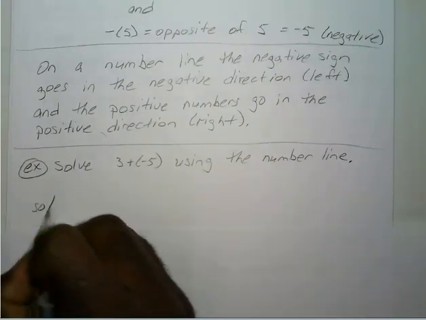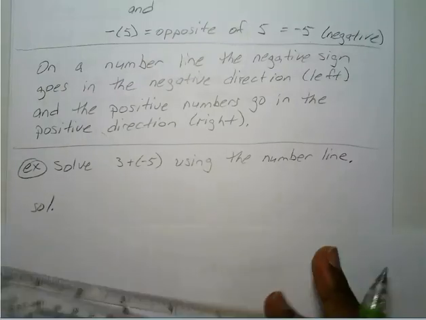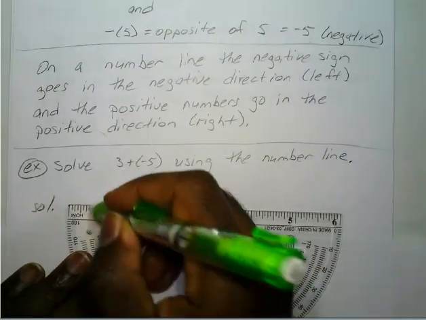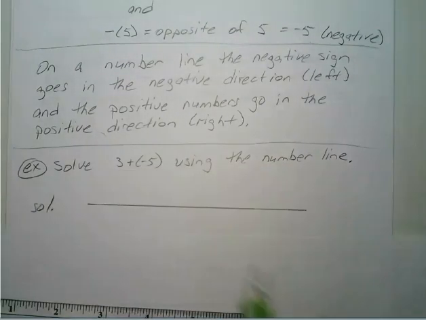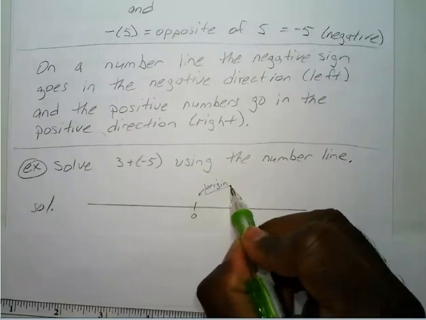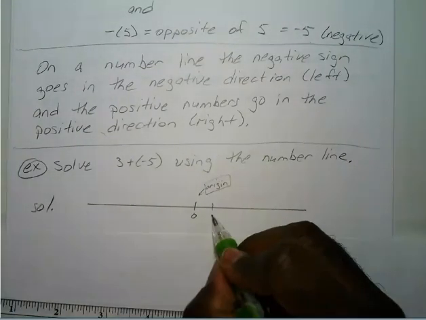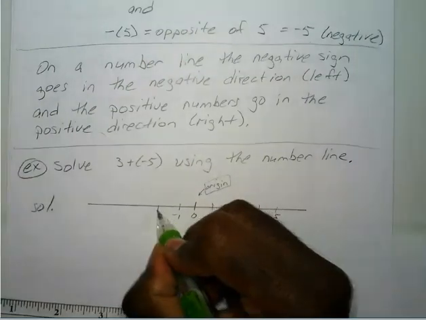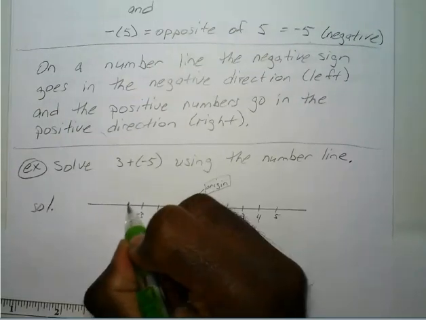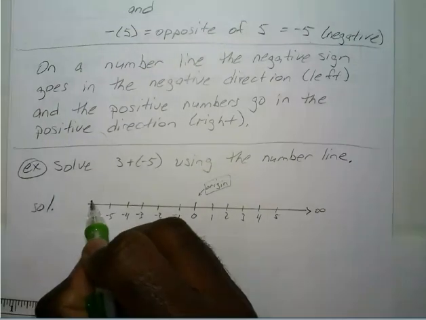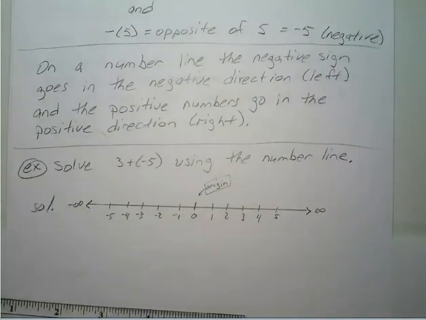All right, so I'm going to solve that. I'm going to go ahead and draw a number line using my protractor just to keep it a little bit straight. So we have 0, which is our origin, and we can go 1, 2, 3, 4, 5, negative 1, negative 2, negative 3, negative 4, negative 5, and that keeps on going to infinity, and to negative infinity.